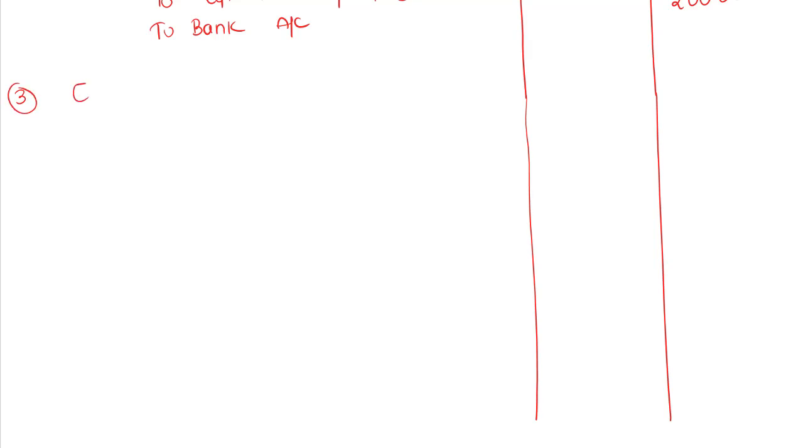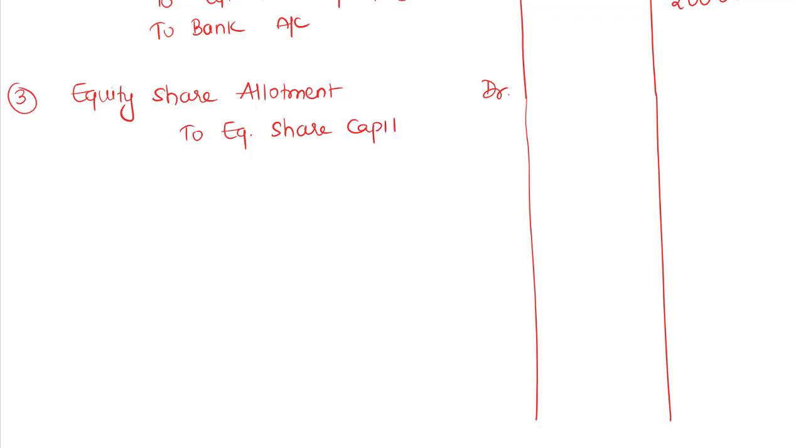Next, equity share allotment debit to equity share capital 5 lakhs, 50,000 multiplied by 10.